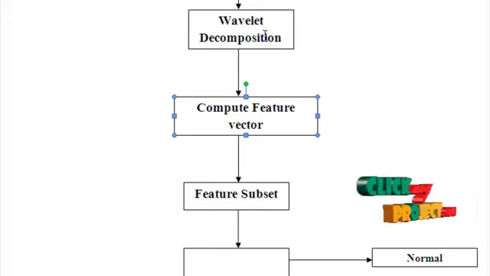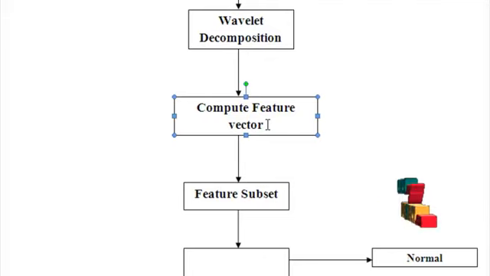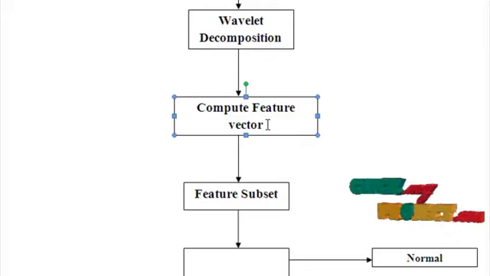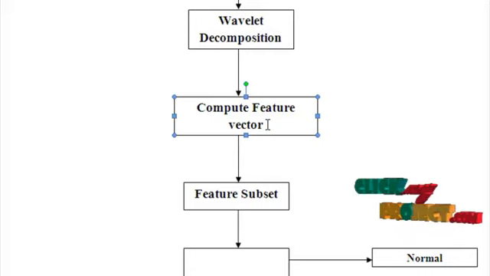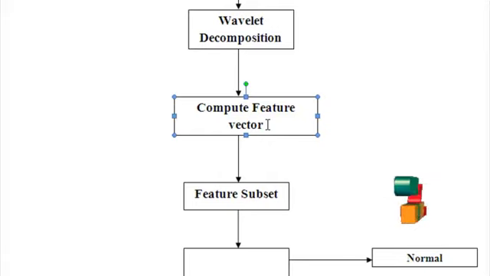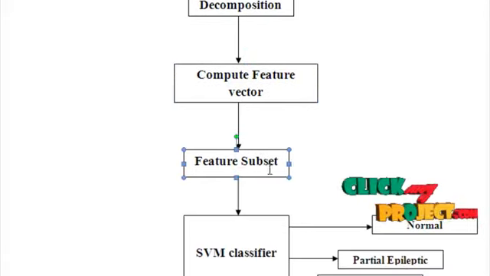Following this decomposition, the next one is feature vector computation. Feature vector is nothing but arranging the extracted features in the form of a 1 cross n vector size. n is the total number of features extracted from the previous stage. The features computed are nothing but statistical measures such as mean, standard deviation, like that. The next thing is subset selection.